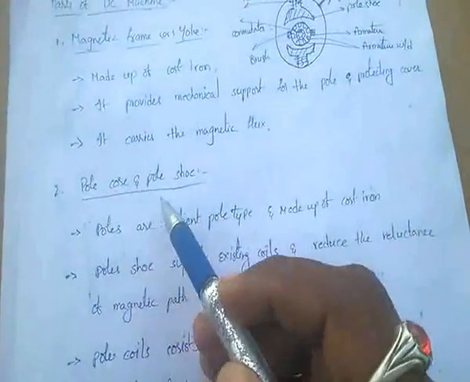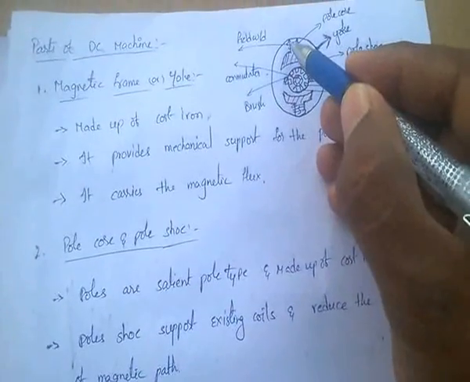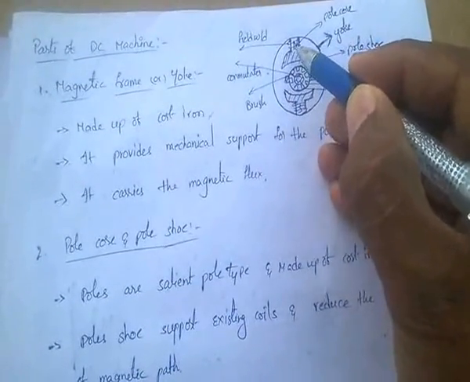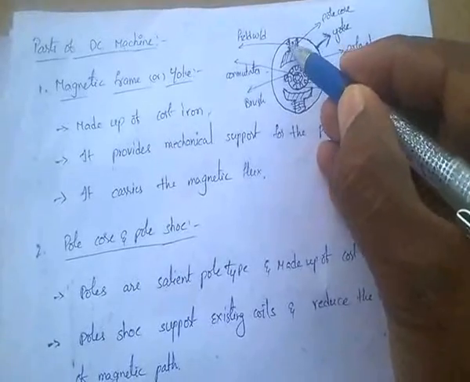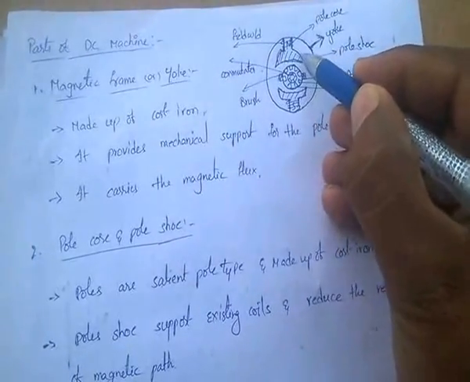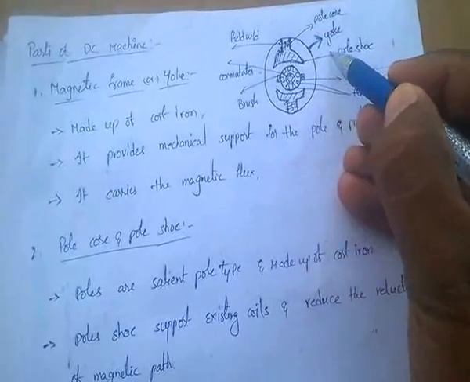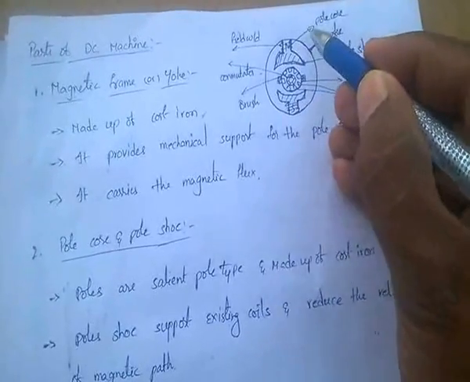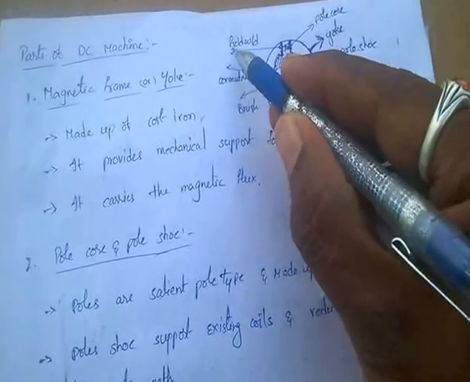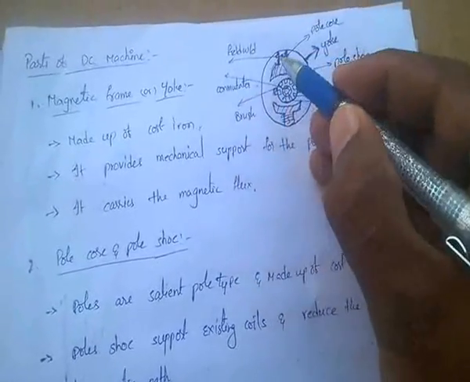Coming to the pole core and pole shoes: this is the pole core, and the total is the North Pole. This part is called the pole shoe. This is the pole core, and these are the windings, that means the field winding or pole windings.